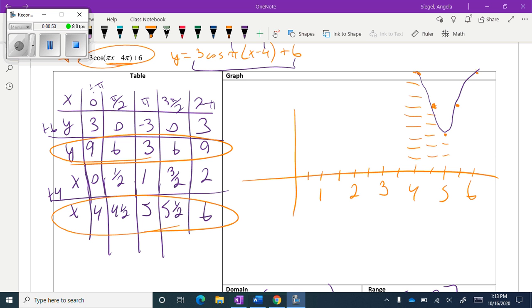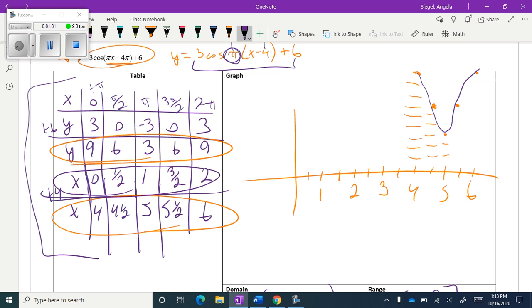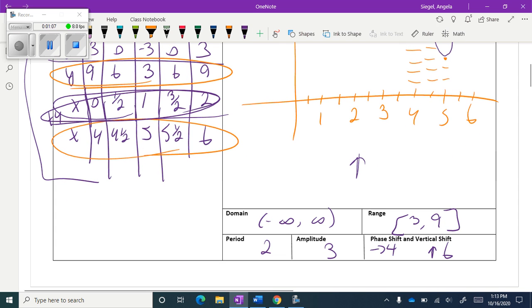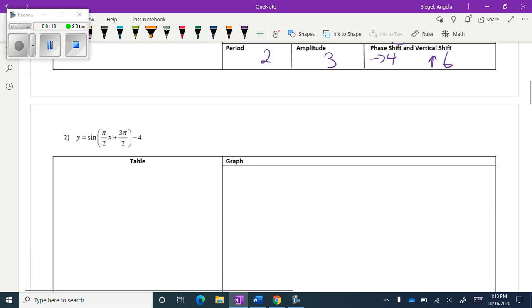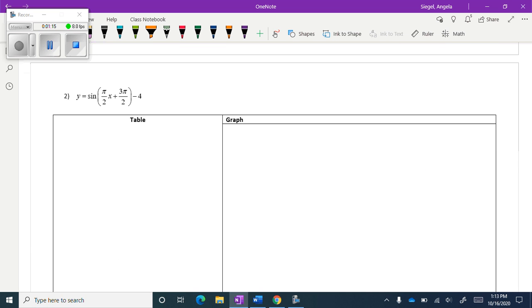Okay, so have a look at the table. Notice that the x's did something weird when I divided out the pi. They became like normal numbers, so we don't have this a lot. Then I added 6 to that, and I came up with my graph here. This is the domain and range, period and amplitude. I included phase shift and vertical shift on these as well. Okay, so let's have a look at this one.